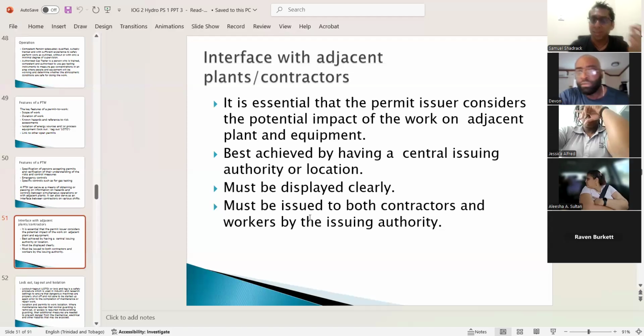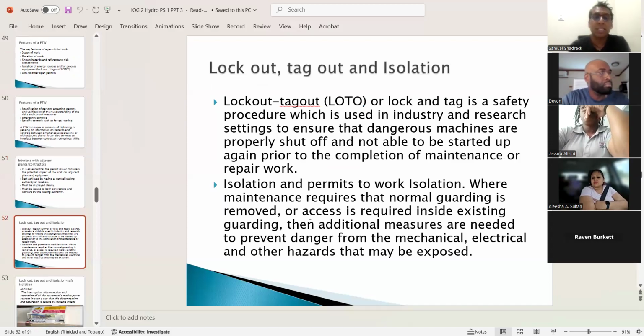So if there's somebody working in another part of that line or another aspect of that line, they need to be informed. And one of the ways NEBOSH puts it is with copies, right? A copy of the permit should have been given to the contractor, even if they're not on your location, even 2 miles away. So it must be displayed clearly, and must be issued to both contractors and workers by the issuing authority, which is the authorized person.